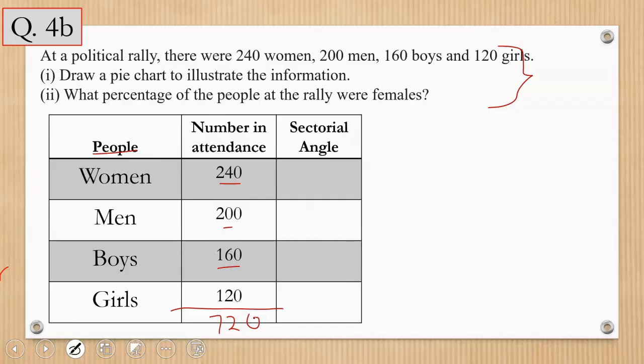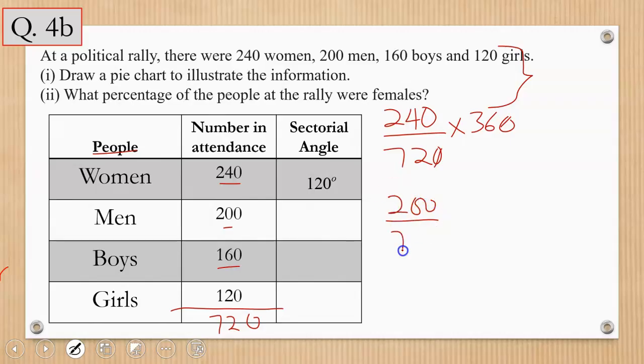And so to find the sectorial angle for each of the components, we'll pick, for example, for women, we have 240 divided by the total 720. We multiply by 360 being the sectorial angle, because angles in a circle must add up to 360. So a simple cancellation here will give us the answer to be 120. Again, to find the angle for the men, we have 200 divided by the total times 360. And with our simple cancellation again, you realize your answer will be 100.